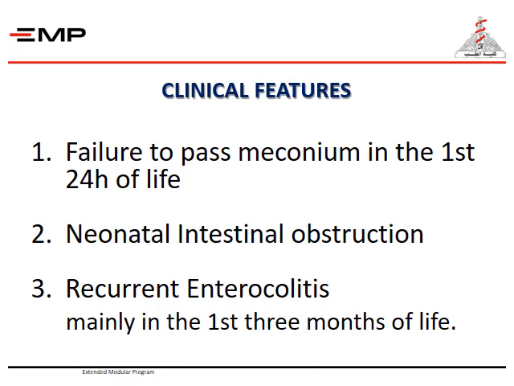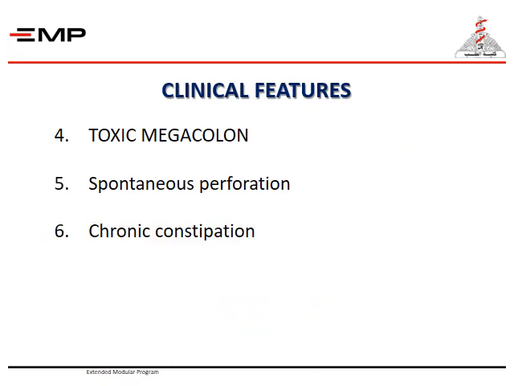3. Recurrent enterocolitis, mainly in the first 3 months of life. 4. Toxic megacolon, presenting with fever, abdominal distension, bile-stained vomitus, explosive diarrhea, dehydration, shock. 5. Spontaneous perforation occurs in 3%, especially if long-segment aganglionosis. 6. Chronic constipation. Patients may have growth retardation, multiple fecal masses on abdominal examination, explosive diarrhea, dehydration, shock.